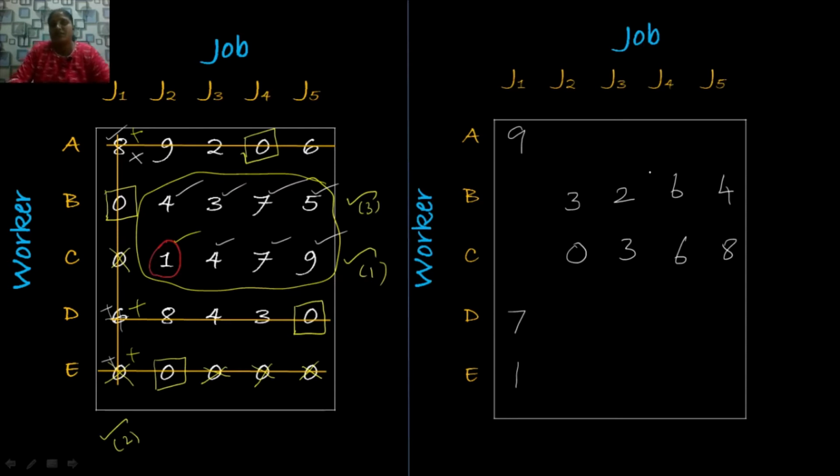So for the first row we have 9, 2, 0, 6. Second row we have here 0, and third row in this position we have 0. And for the fourth row we have 8, 4, 3, 0. And for the last row here we have 0, 0, 0, 0.